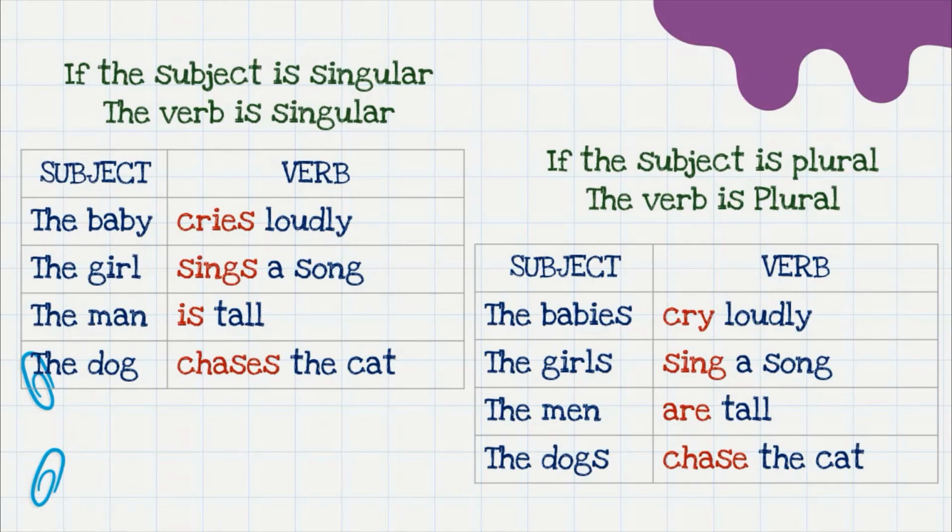If the subject is singular, the verb is singular. And if the subject is plural, the verb is plural. Therefore, when we use the singular noun baby, it takes on a singular verb cries. But when we change it to the plural babies, it takes on a plural verb cry. So the baby cries loudly, but the babies cry loudly. Similarly, the girl sings a song, but the girls sing a song. The man is tall, but the men are tall. The dog chases the cat, but the dogs chase the cat.